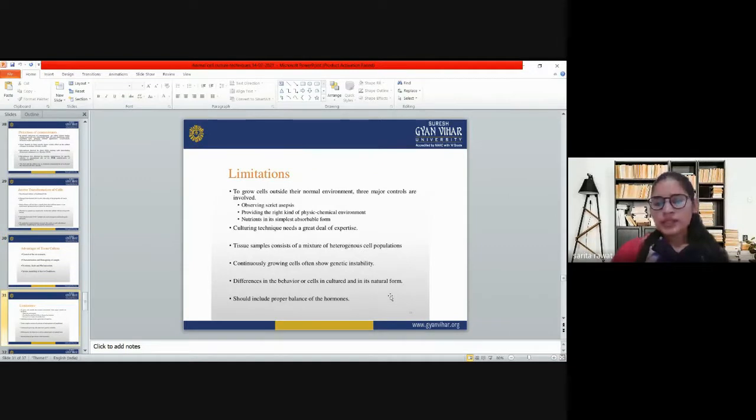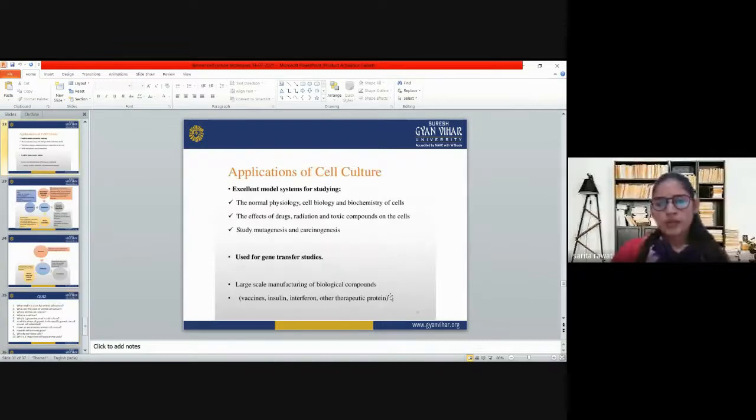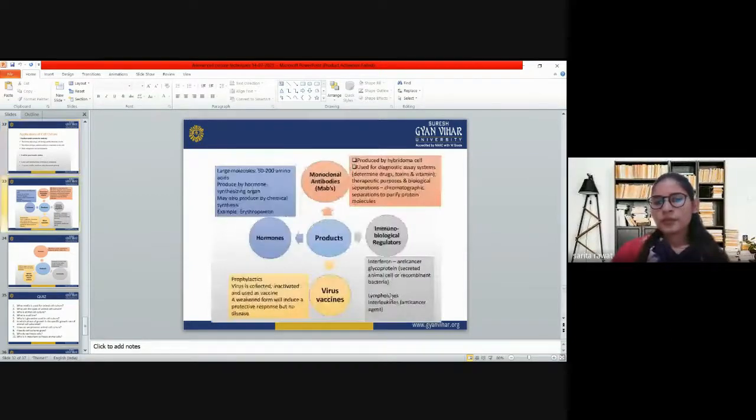Then some limitations are also there. To grow cells outside their normal environment, major controls are involved, like observing strict asepsis and then nutrition in its simplest observable form. Cultivating technique is needed. Tissue samples consist of a mixture of heterogeneous cell populations, and it should include a proper balance of the hormones. They are an excellent model system for studies and are used for genetic studies also.